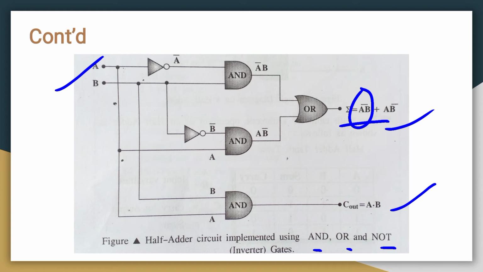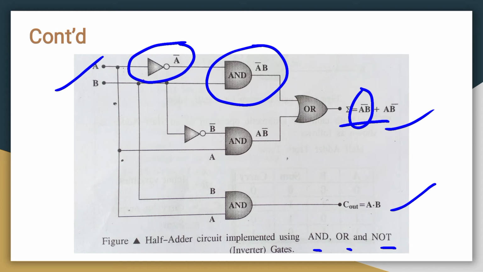So this one, A bar B. So this is the AND, A bar B. Here we require A bar. So to get the A bar, you need a NOT gate. So A is converted to A bar by using a NOT gate. Then B is directly given to AND. Then we get the A bar B. Clear? So this is about A bar.